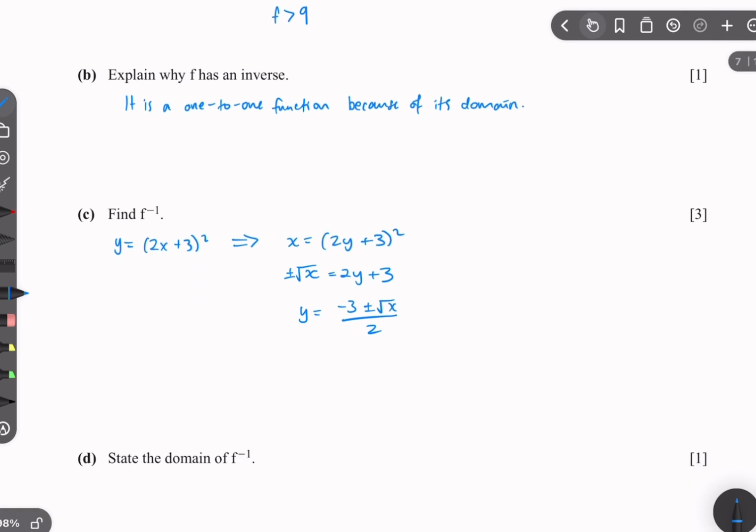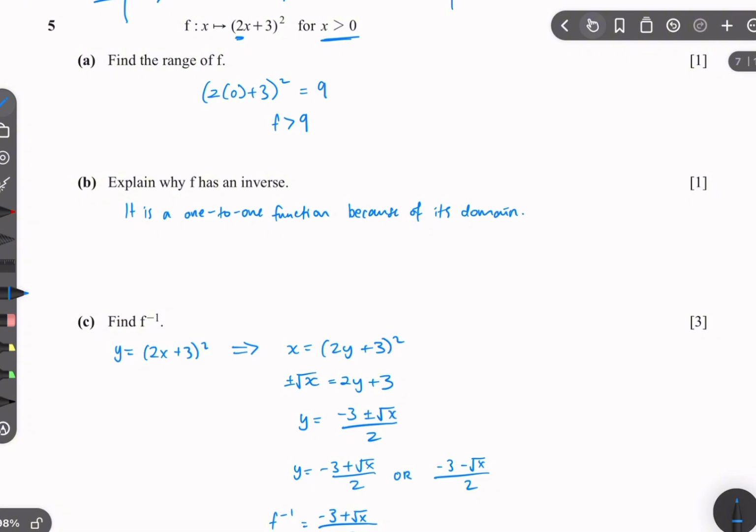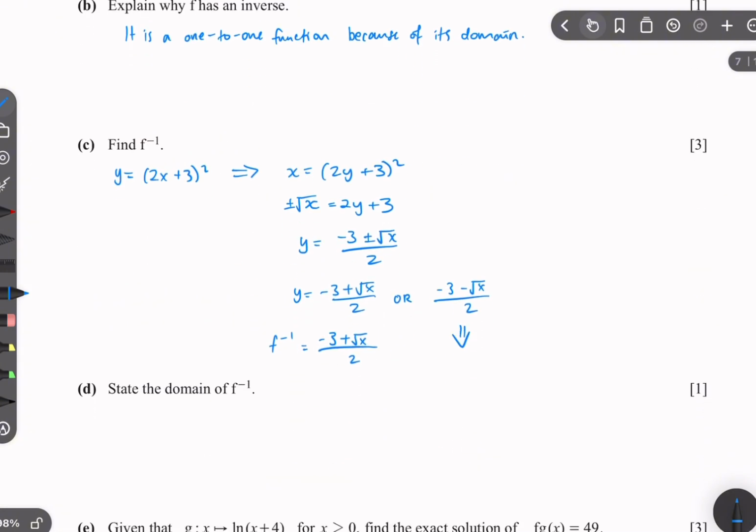So y can be minus 3 plus root x over 2, or minus 3 minus root x over 2. But the inverse of f can only be minus 3 plus root x over 2. It can't be the negative root x because x has to be larger than 0, which is the domain here. So this is rejected, because x has to be larger than 0.